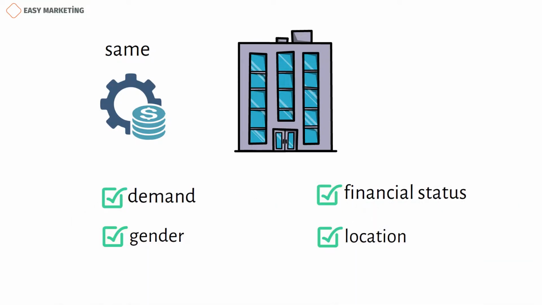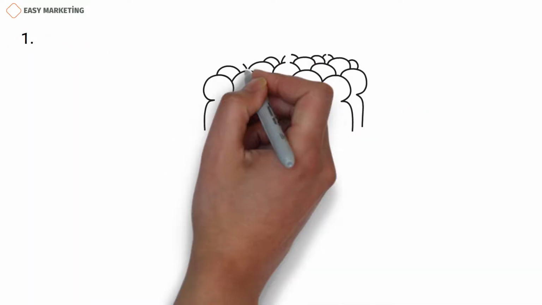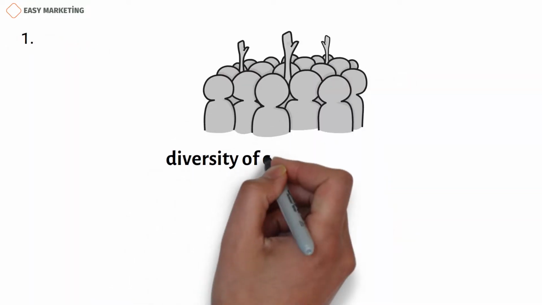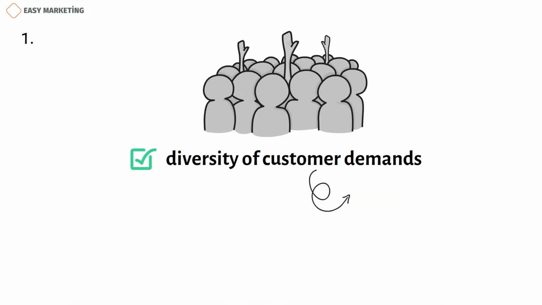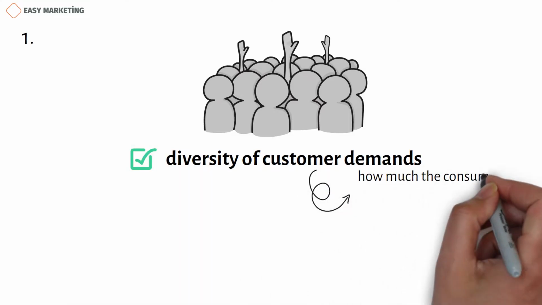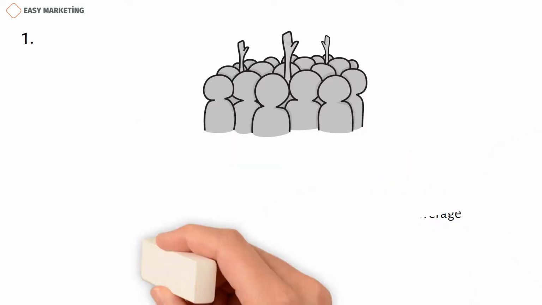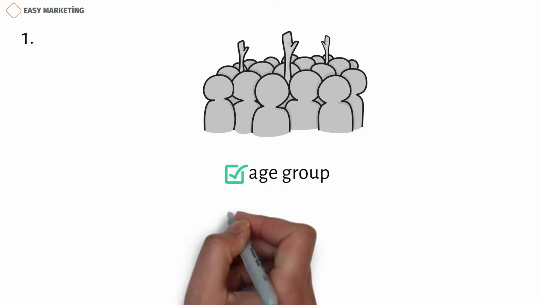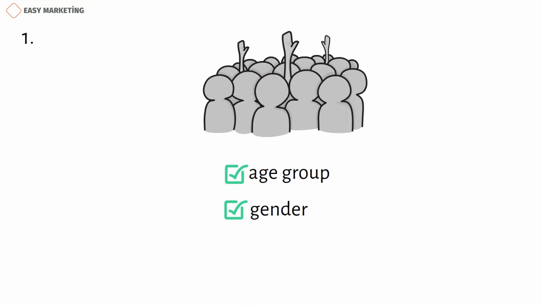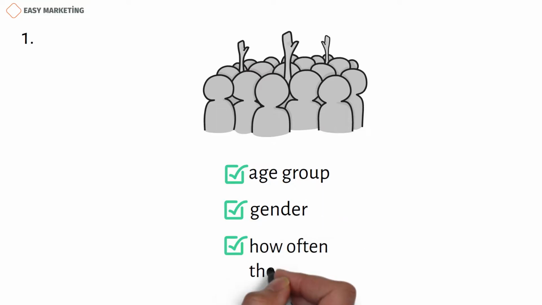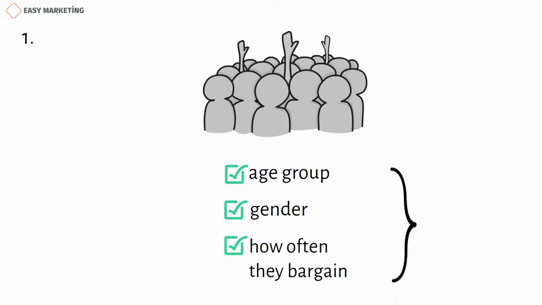The first characteristic is that the company should be able to see the diversity of customer demands. It is necessary to detect the difference in demand for the product between consumer groups. In fact, the difference in demand here means how much the consumer groups buy that product on average. In real life, some businesses usually divide their customers by age group and gender. They are grouped based on factors such as how often they bargain. Then they set prices suitable for the purchasing power of those groups.